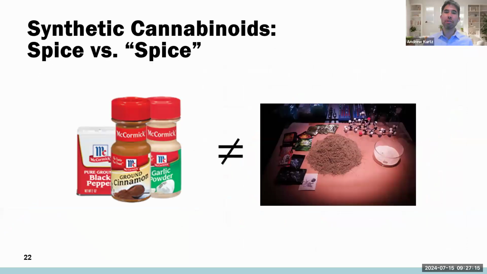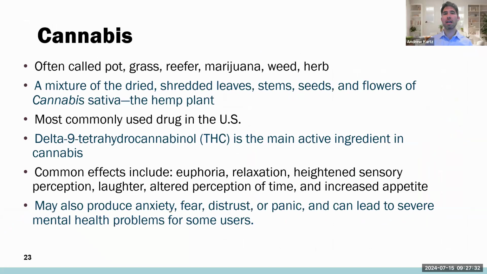These are not the spices that you use to cook. These are not the spices that you have in your cabinet to make a more flavorful dish. It is a slang term to refer to a synthetic compound. And so as we talk about cannabis broadly, cannabis, the slang terms for cannabis, pot, grass, weed, that is a mixture of dried, shredded leaves, stems, seeds, flowers from the cannabis plant, the cannabis sativa plant, the hemp plant.